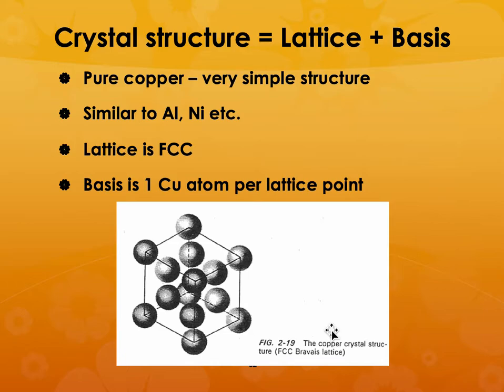So let's take the example of copper. It's a very simple structure, and it is very similar to aluminum, nickel, etc. The lattice is FCC, and the basis is one copper atom per lattice point.